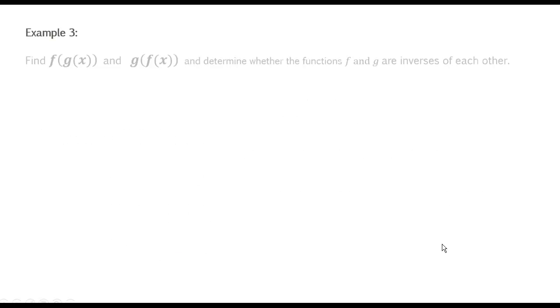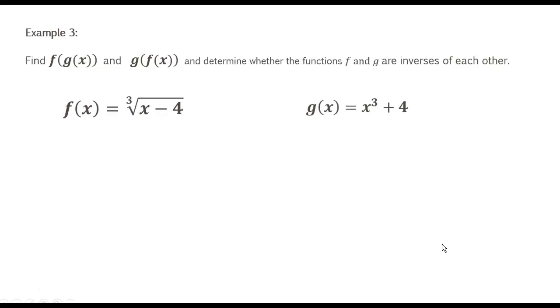Example 3. Same directions. Find f composed of g of x and g composed of f of x and determine whether the functions f and g are inverses of each other. So this time we're going to use a radical. Let's let f of x equal the cube root of x minus 4 and g of x equal x cubed plus 4. So the steps are the same.